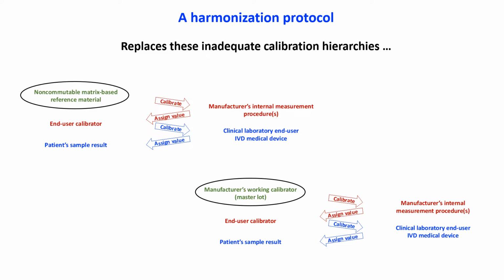At the top you see traceability to a non-commutable matrix-based reference material. Of course, reference materials are intended to be commutable, but they are not commutable in practice for all applications. At the bottom, you see traceability to a manufacturer's working calibrator, which applies to situations when there is no other higher order reference material available.